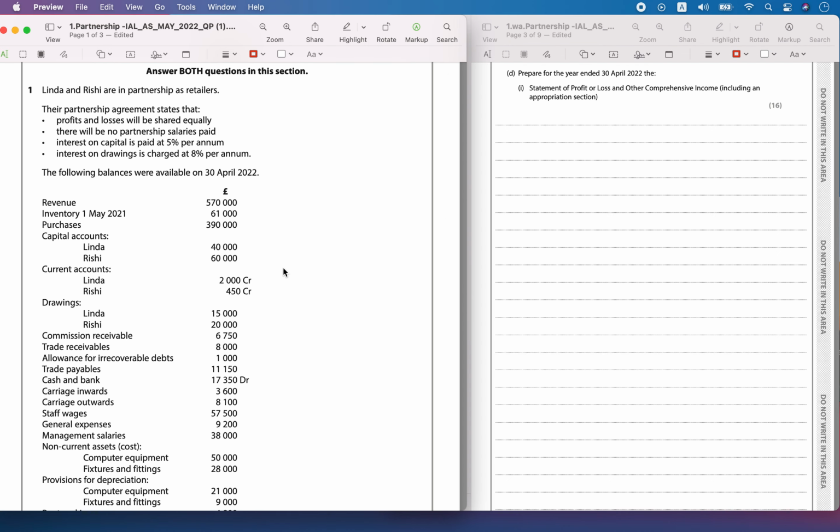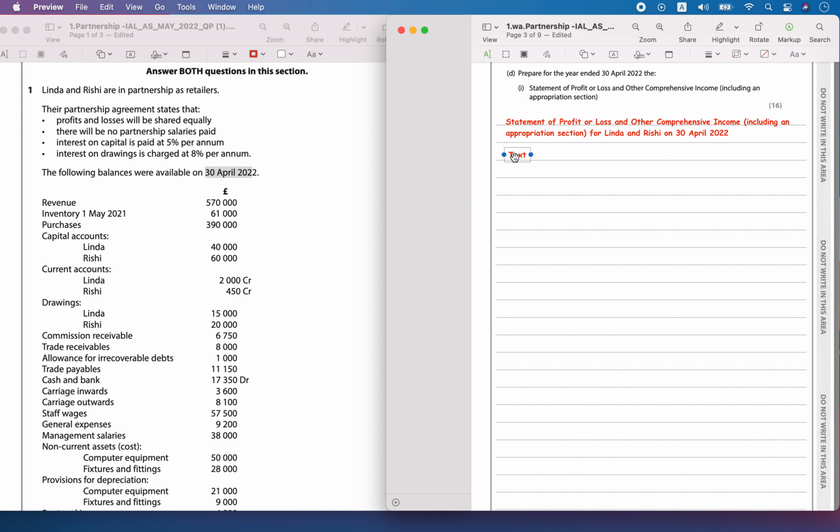Hello, today we are going to solve May 2022 paper question number 1, and this is part D. Prepare things that are going to come here. So first one is the revenue. Then we will have cost of revenue. The next one is cost of sales we have to find.